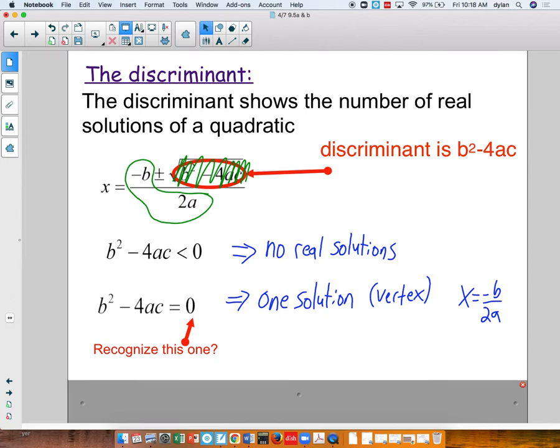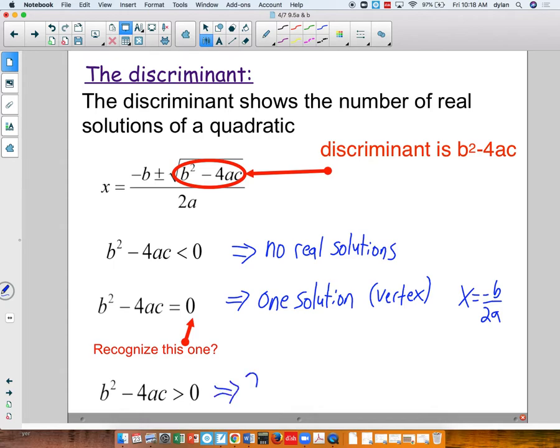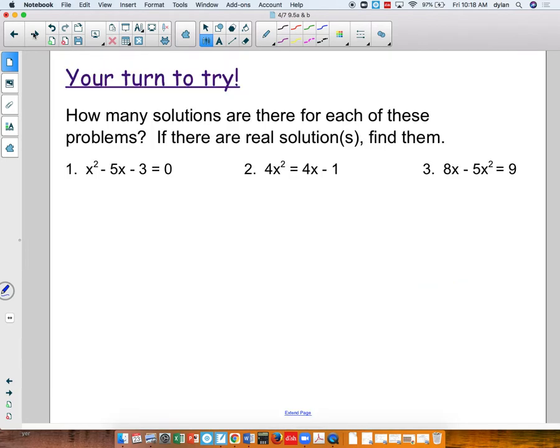Now, our final outcome would be if b squared minus 4ac is positive. In that case, we're going to have two solutions because we're going to have negative b plus the square root and negative b minus the square root. So if we have a positive discriminant, we'll end up with two solutions. So let's see what this looks like in practice here. I've got three examples. I want to do the first one and then have you try the other two.